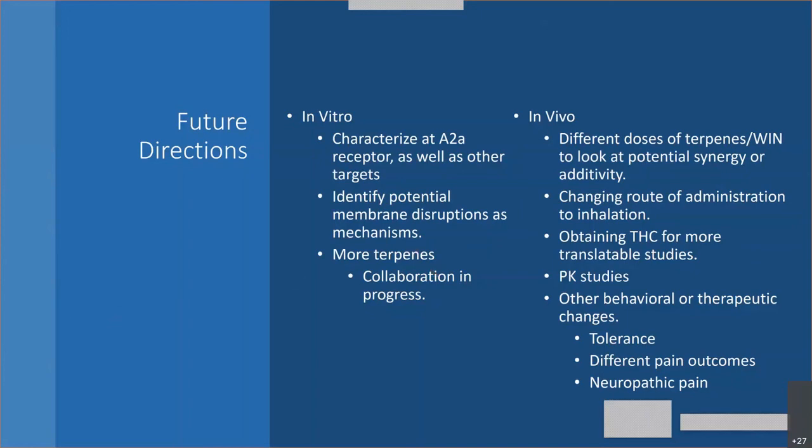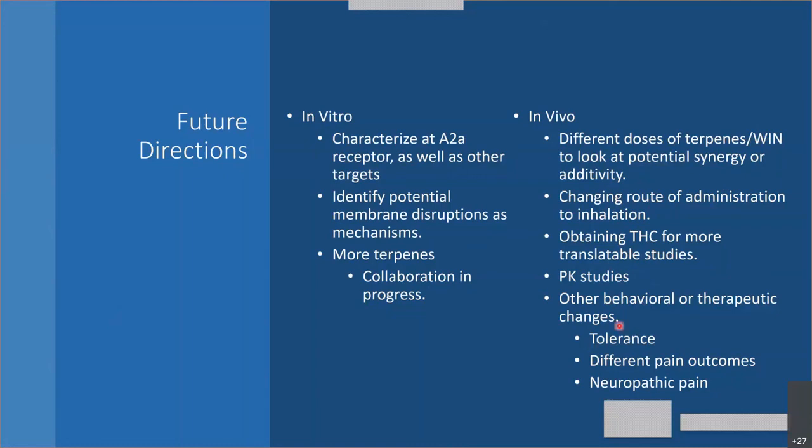In vivo, we want to more fully flesh out these relationships, do different doses, create dose responses, determine whether this interaction between terpenes and WIN, particularly in tail flick antinociception, is synergistic or additive, and really get into that. We want to get a little more translational by looking at inhalation, since most people are taking these drugs by the inhalation route. Along those lines, we want to look at THC instead of WIN to come up with more translatable findings. And then we also need to flesh out our therapeutic profile of these drugs, really figure out if they're going to be effective for managing pain.